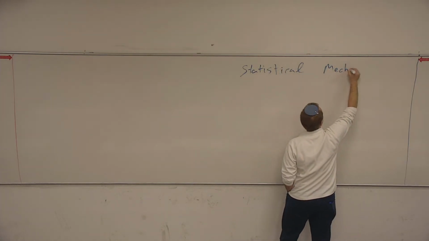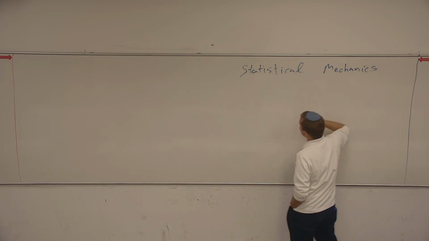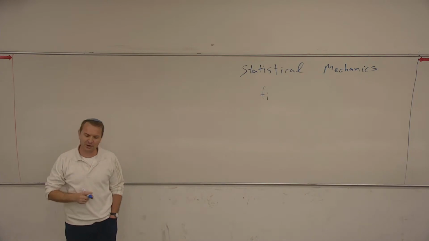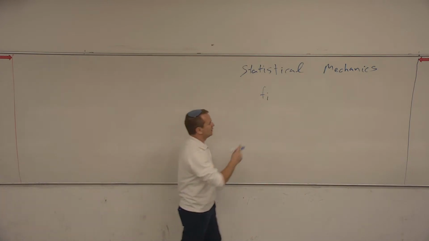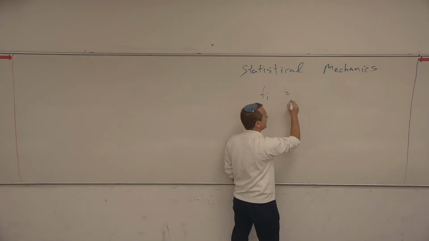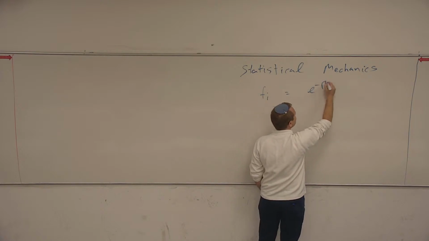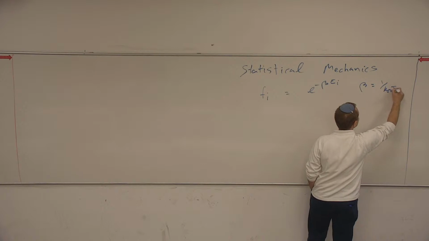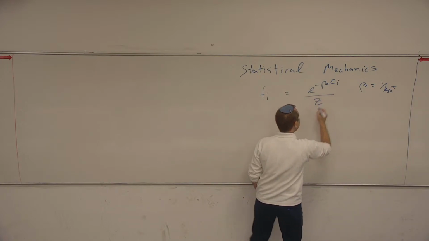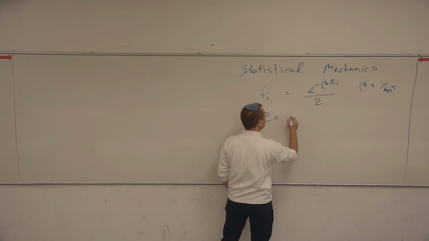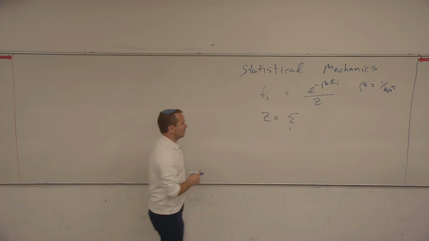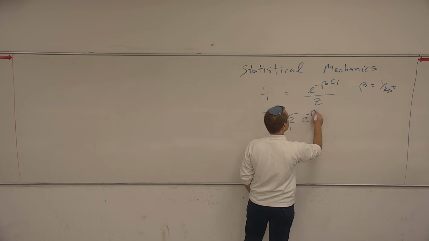Mechanics. Okay, we found that the probability of a system to be in a specific state i with energy E_i is e to the minus beta E_i, where beta is 1 over k Boltzmann T, divided by Z, where Z is the partition function, which is a sum over all the states of the system, e to the minus beta E_i.